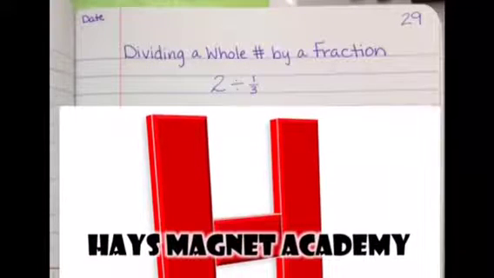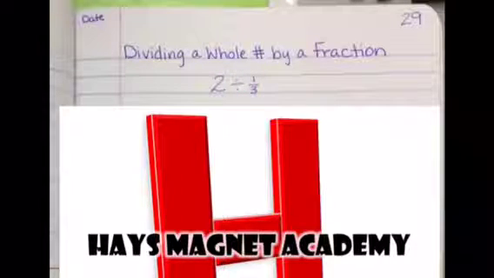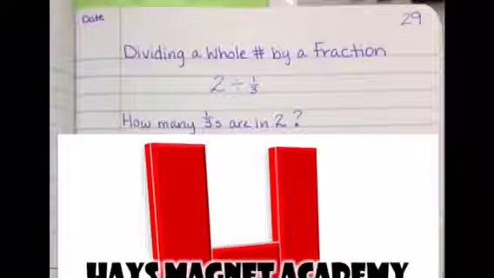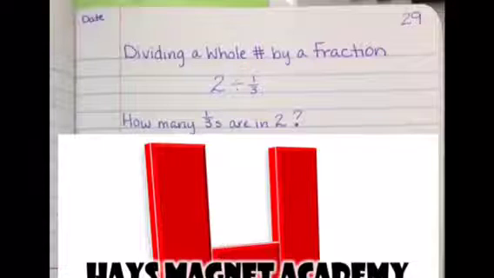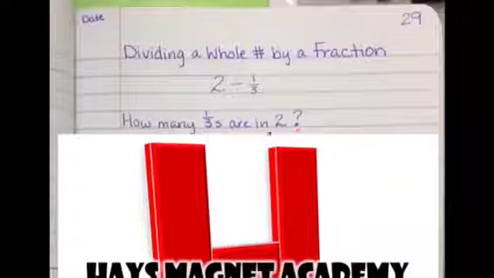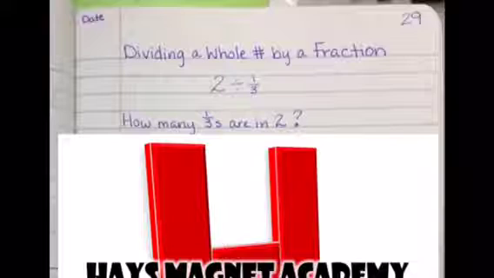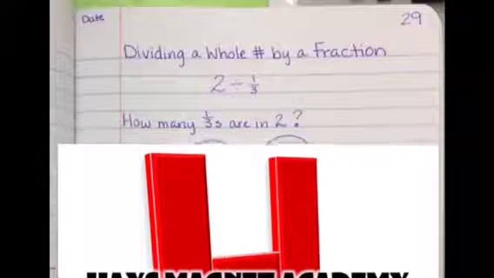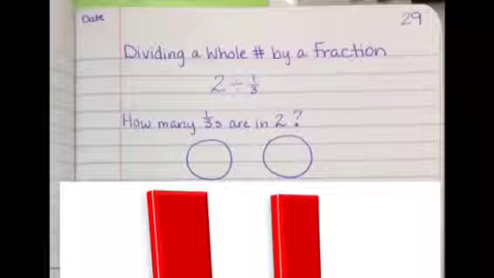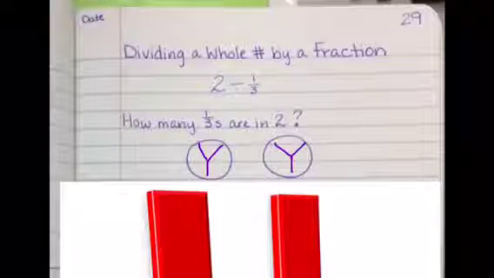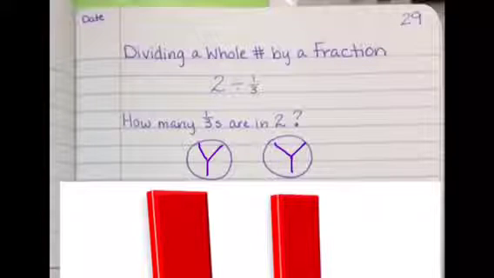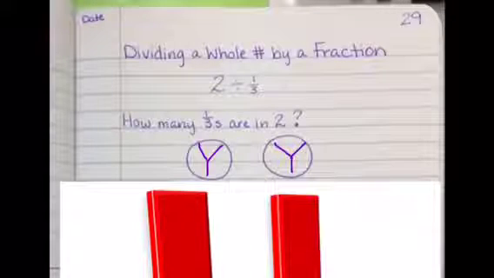So, we looked at dividing a whole number, 2, divided by 1/3. What this problem is asking you is how many thirds are in 2? Okay? So what we're going to do is have 2 wholes that we need to divide into thirds. So we're going to divide both of those 2 wholes into thirds.